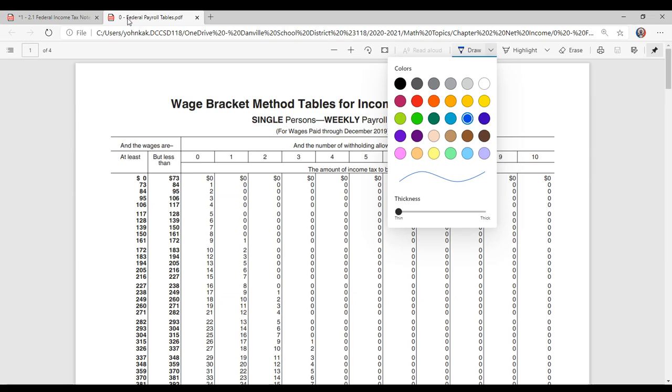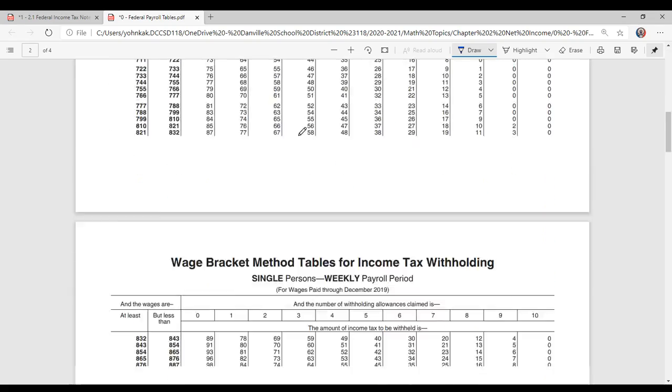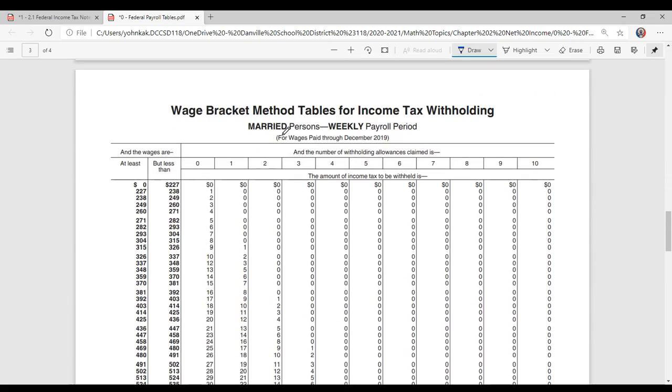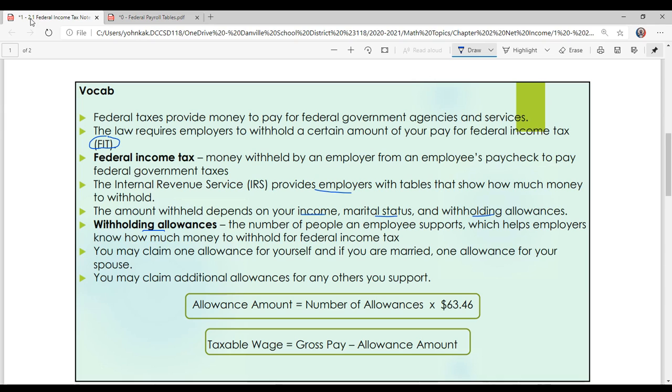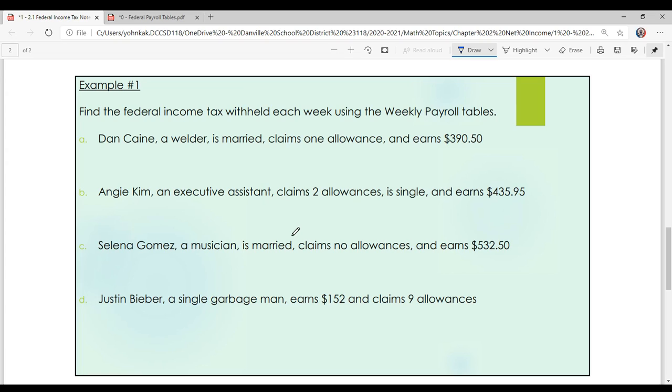Another way that you can calculate that is to take a look at these tax tables that we have. There's a single person table, with a front and a back, and then there's a married person table, front and back. Depending on if you're single or married, we're going to look in a different place to find whatever income is going to be held for federal taxes. These problems are really quite easy. All you have to do is use the table. Find the federal income tax withheld each week using the weekly payroll tables.